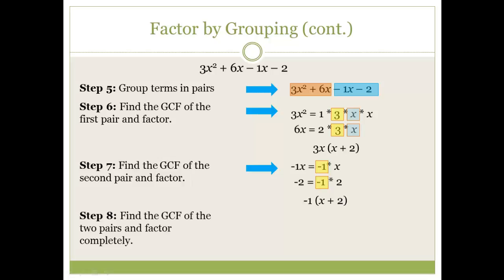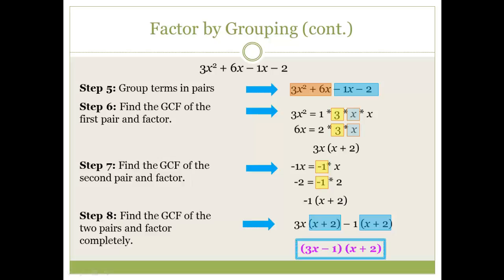Put the factored groups side by side and factor out the greatest common factor. It will look like this. The only expression that doubles is x plus 2, and this is what has to be factored out. You'll be left with the quantity of 3x minus 1 times the quantity of x plus 2.